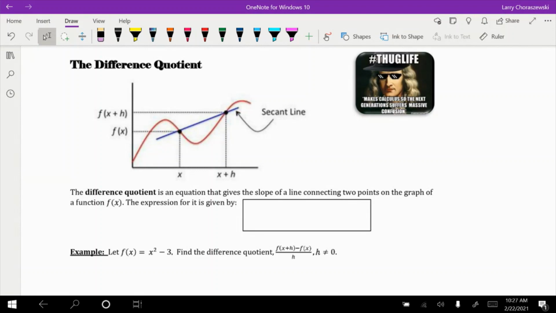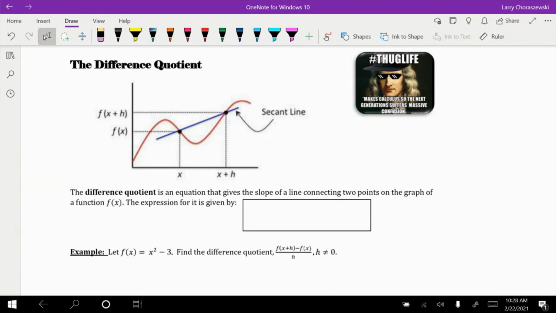And I wanted to look for a funny meme involving Isaac Newton. And I'll tell you what really makes this meme funny. Not the fact that they OG thug lifed him, but rather the thing that's really confusing is the grammar in this meme. And I was joking with my son about it. It says, makes calculus so the next generation suffers massive confusion. And I think that causes a little bit more confusion than the concept here.